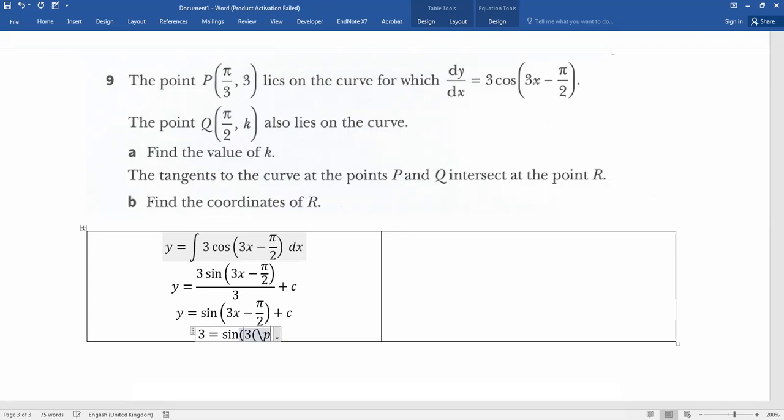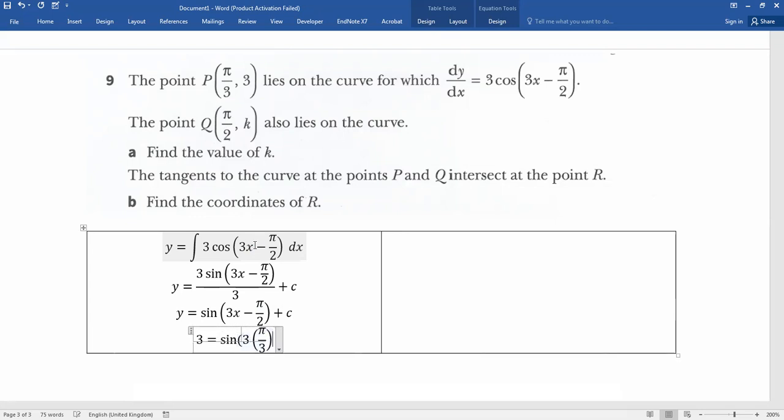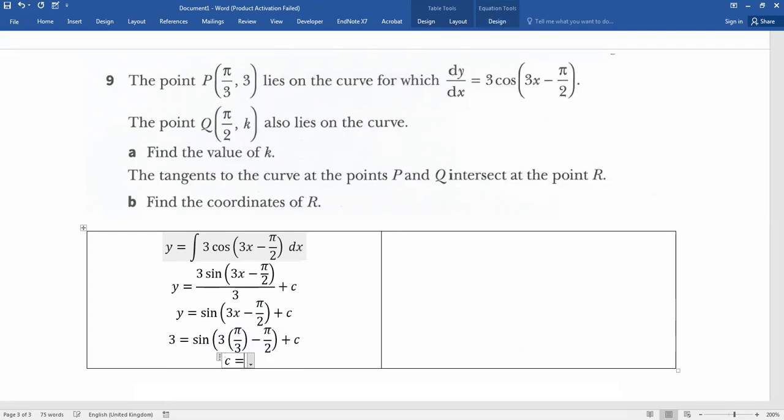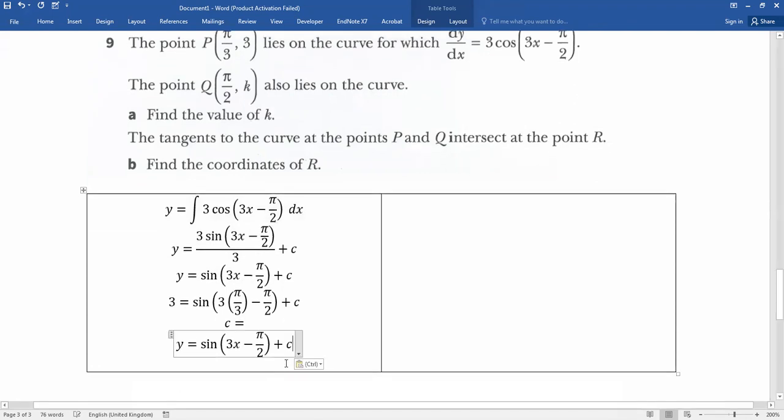3, pi over 3, minus pi over 2. So what is your value of c then? This will give me the equation of the curve. Where is the c value?